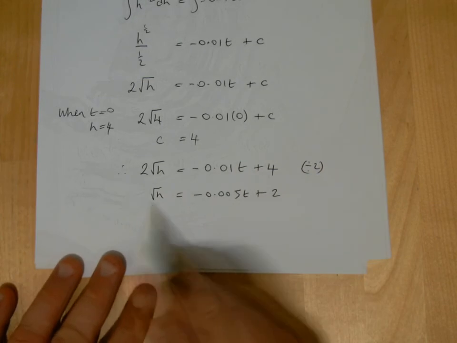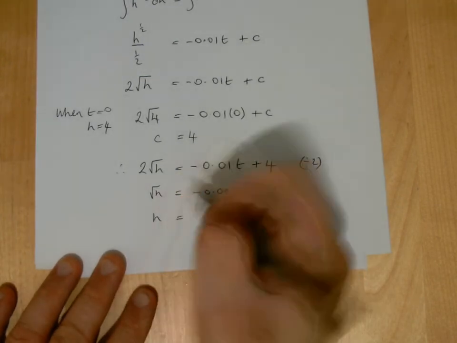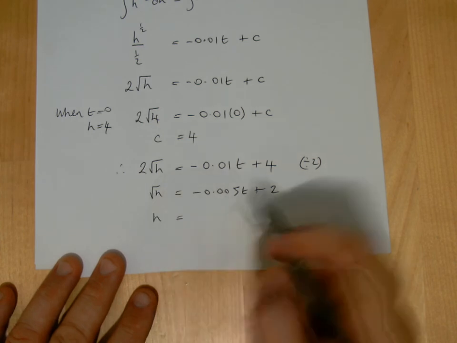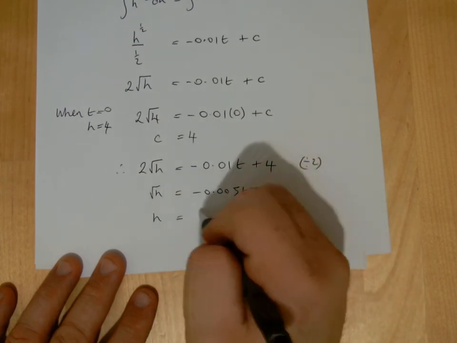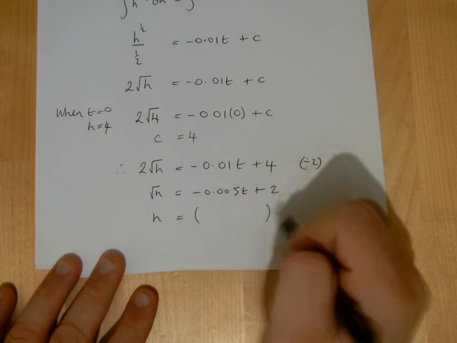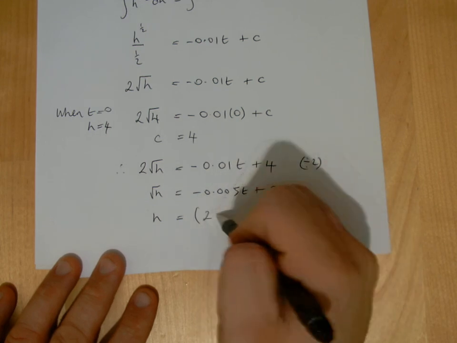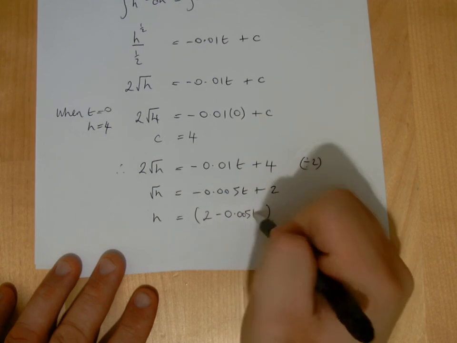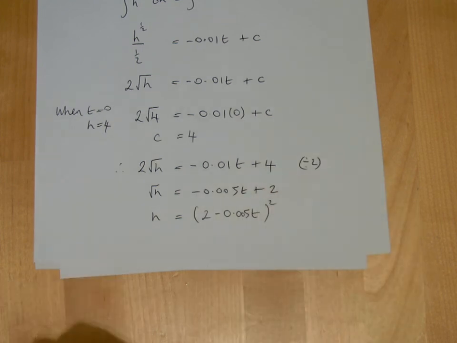And of course, to get h equals, I've got to take the square root over, and the opposite of square rooting is squaring. So it'll be bracket this; let's write them the other way around maybe. So h equals (2 minus 0.005t) squared. So there's my solved differential equation there. I've solved it.